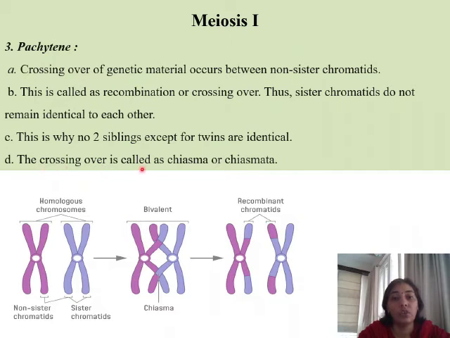The crossing over is called chiasma or chiasmata. So this crossing over is called chiasma. It is also called chiasmata, and I hope now this is clear. That is what pachytene is. In the pachytene stage, the crossing over or the exchange of genetic material is going to take place, and this is called recombination or crossing over. So a 1 mark question is asked: in which stage of prophase 1 does the crossing over take place? The answer is during the pachytene phase.